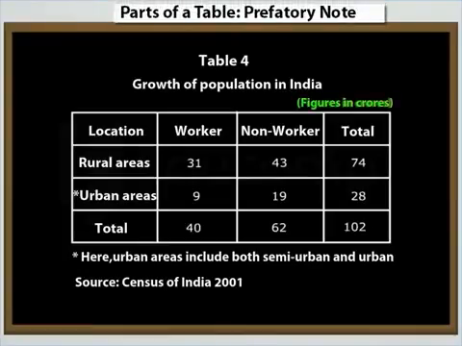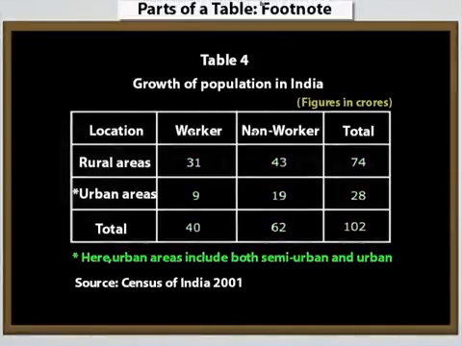Prefatory note or head note is a statement given below the title of a table and it explains the contents of a table or main part of it. Footnote is placed at the bottom of a table and clarifies certain parts of a table. If the reader is unable to understand from the title, captions or stubs, footnotes are used.